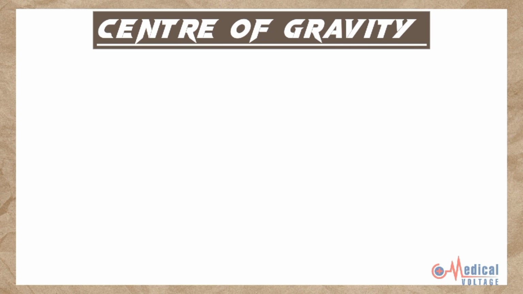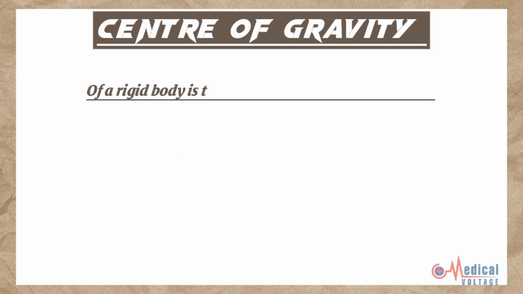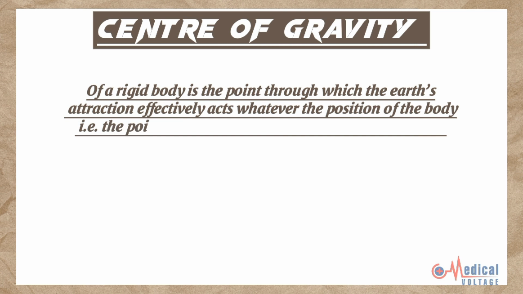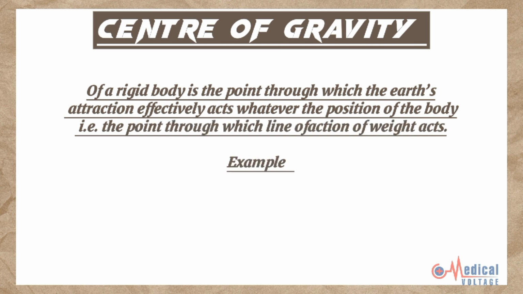Center of gravity of a rigid body is the point through which the Earth's attraction effectively acts, whatever the position of the body. That is the point through which the line of action of weight acts. Examples: one, uniform rod.